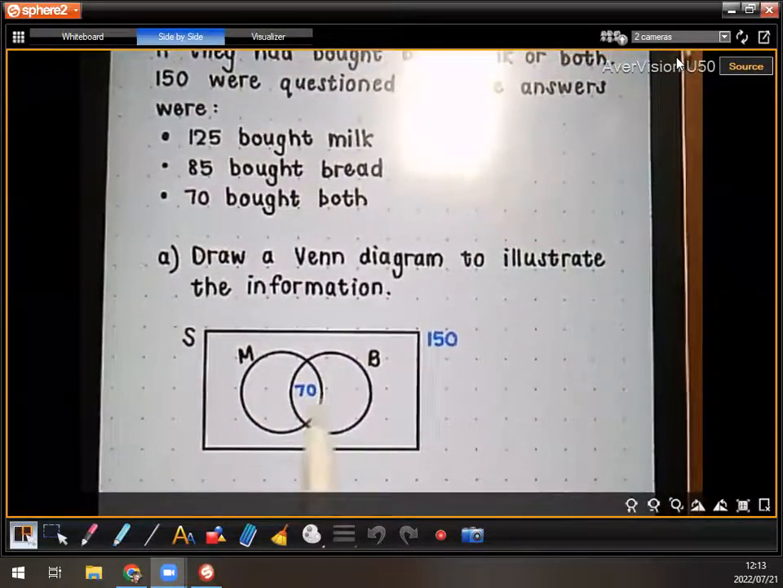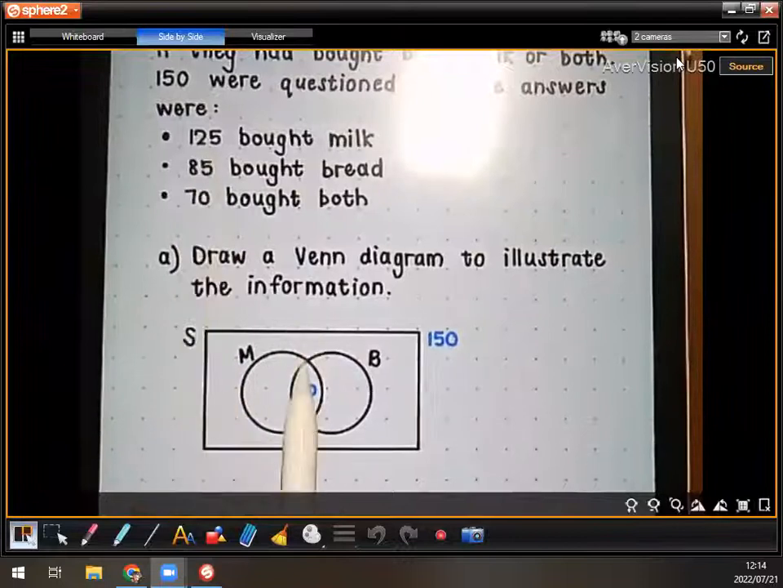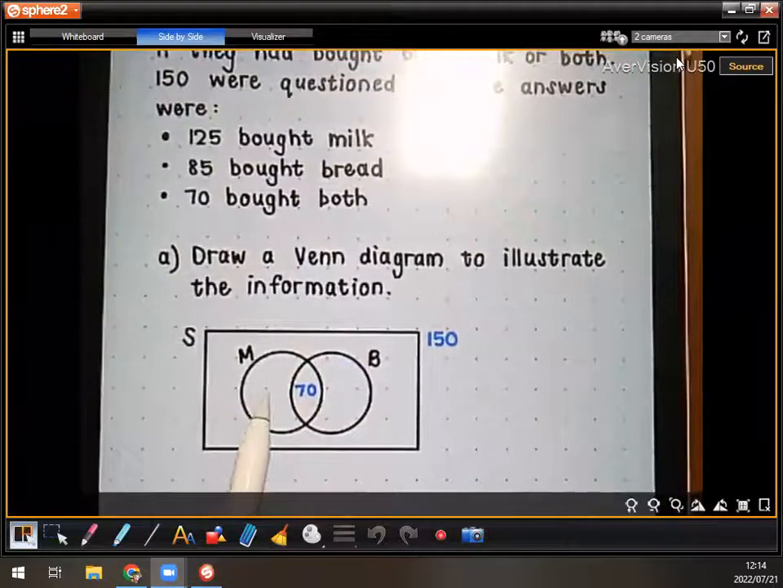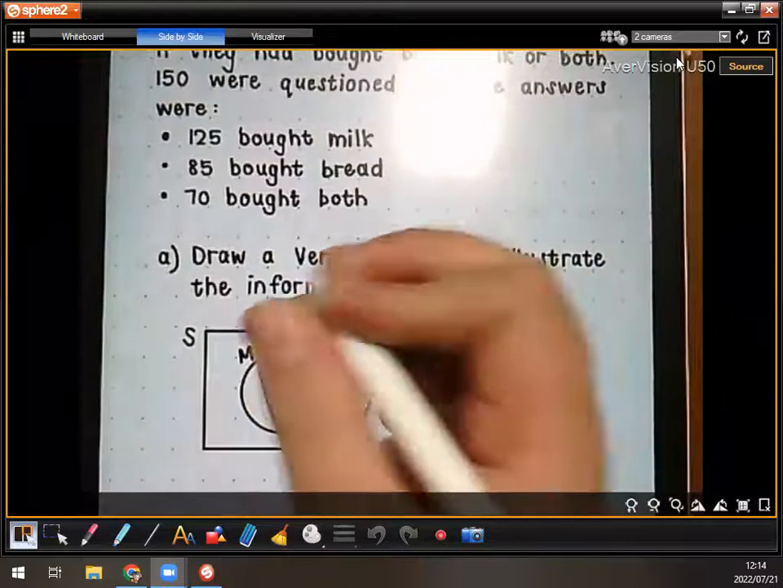And now the entire milk circle must include 125 people. I can't put a 125 there, guys, because how many people do I then have in that circle? 195. Okay, which is wrong. So you have to do the overlap first and then work your way out. So what must I put here in the end part? If it's 125, I already have 70, I need to put 55.